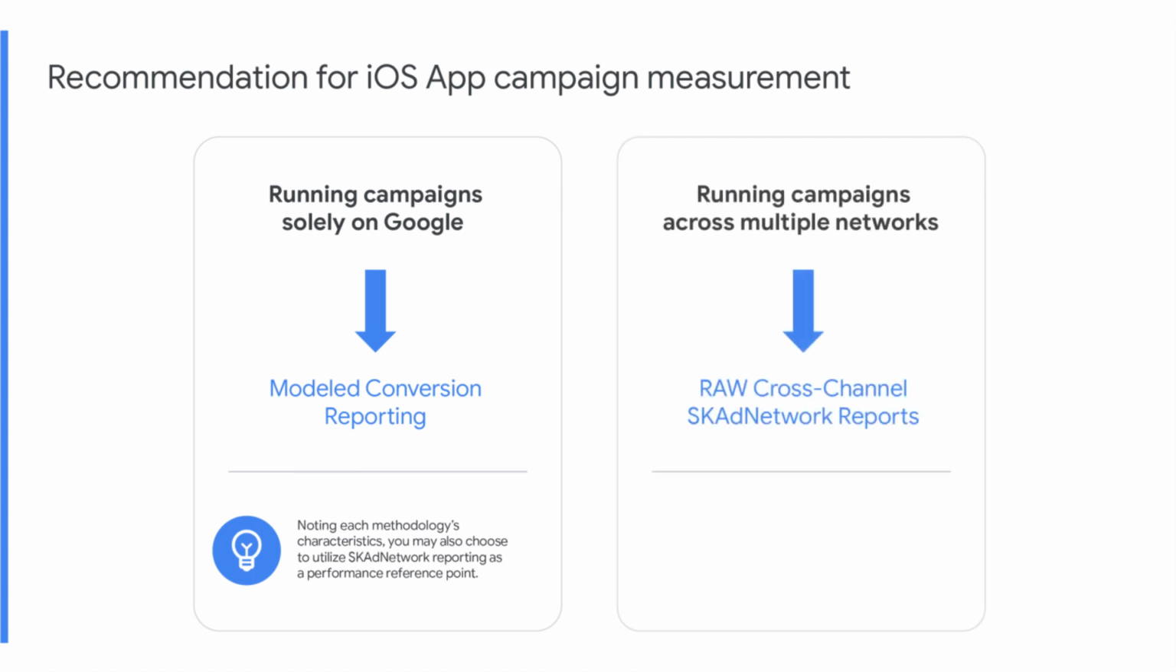If you're actively running app install campaigns across multiple networks, in order to more fairly evaluate performance across them, we encourage you to use raw cross-channel SKAdNetwork reports through a Google-approved app attribution partner. As stated earlier, not all app campaign inventory can be tracked via SKAdNetwork today. However, this is improving. You may also view model conversions reporting as a reference in order to round out your understanding of Google performance and make any optimizations.